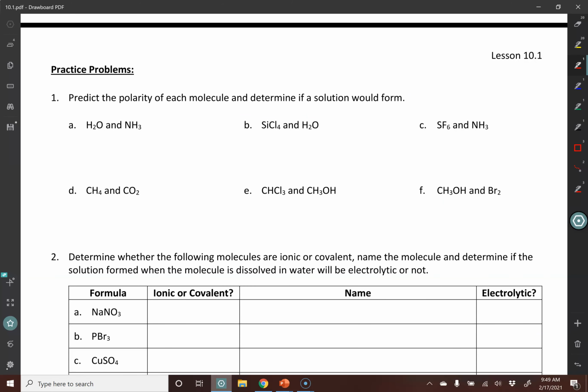In question 1, you're asked to predict the polarity of each molecule and determine whether a solution would form. So this first one, we've got water, H2O, and ammonia, NH3. You might be to the point where you can just visualize these molecules in your head without sketching them out. I'm going to go ahead and draw them just to make sure we're all on the same page. Hopefully water is one that you don't have to do too much thinking on. Also, we just drew it. Ammonia is NH3.